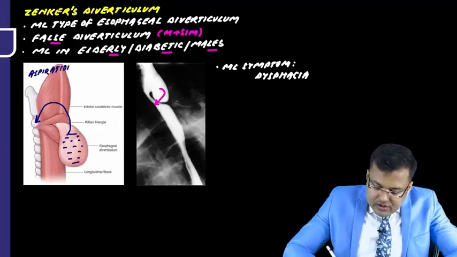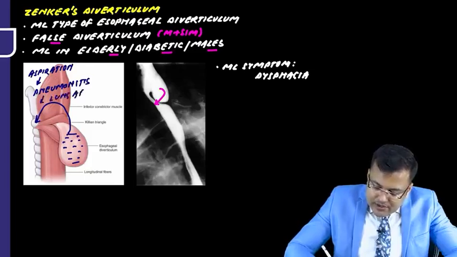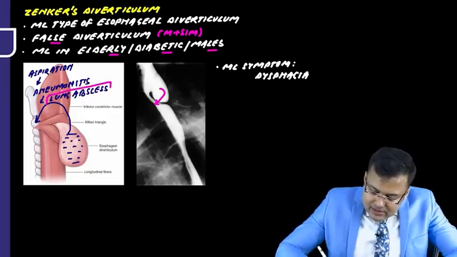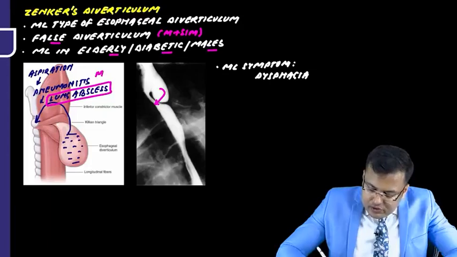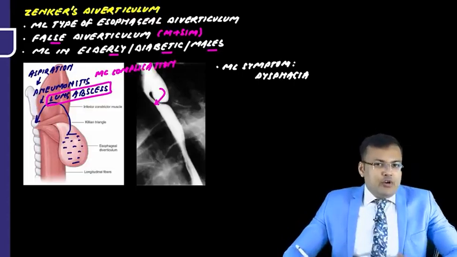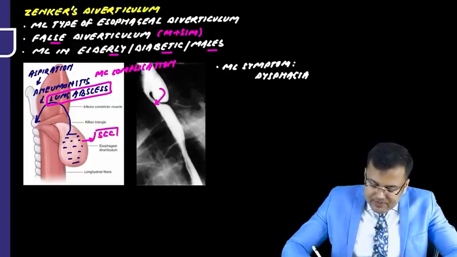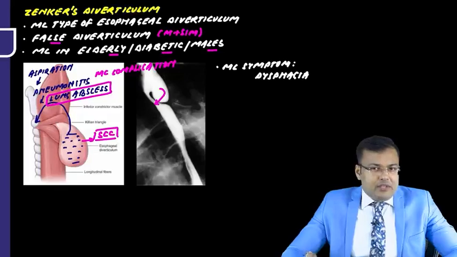Because of aspiration, what happens? There is pneumonitis, and because of this pneumonitis, there is lung abscess. So what is the most common complication? The most common complication, that is lung abscess. Second, because there is ongoing chronic inflammation, and because of that there is increased risk of squamous cell carcinoma.